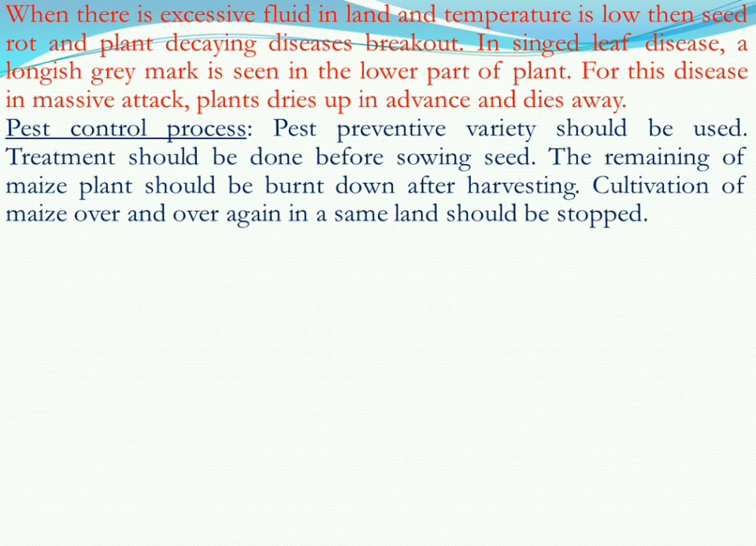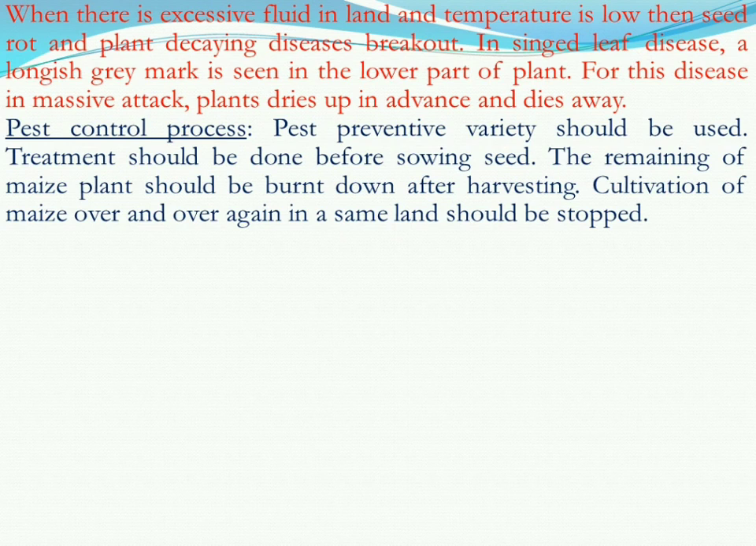So let us know about the pest control process. Pest preventive variety should be used. That means we have to cultivate that variety of maize that pests are not attacking. That should be one measure. Treatment should be done before sowing seed. That means we have to take the measures before sowing the seed.